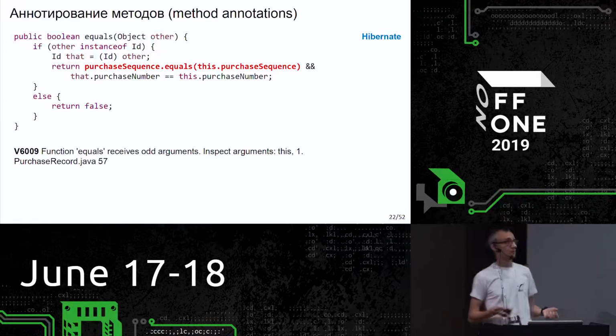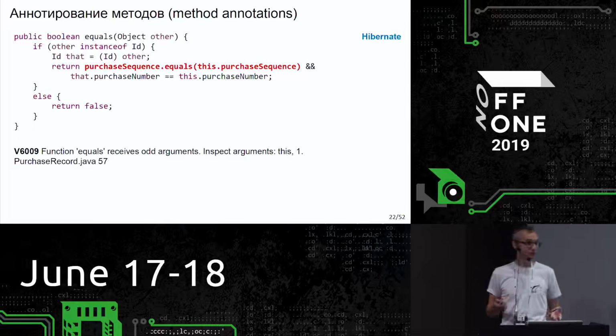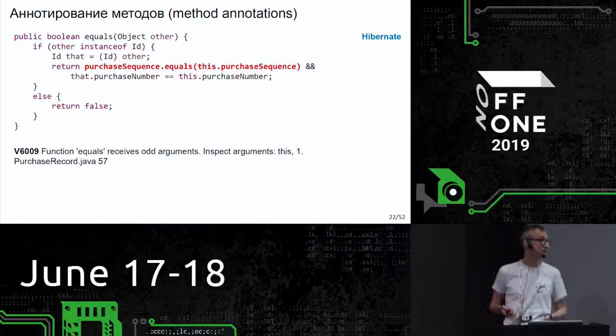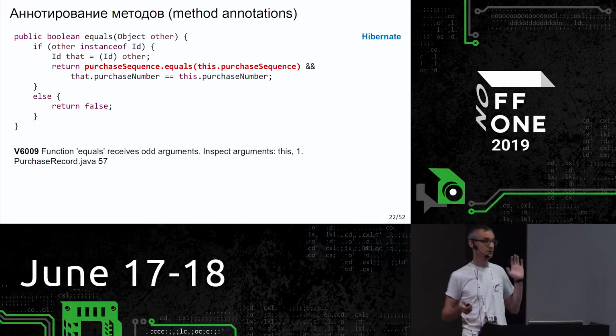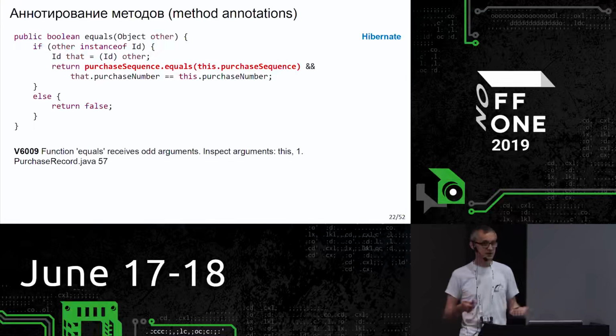How does the analyzer work? It knows that equals should not receive the same arguments. And if it catches such a situation, then it says we have an issue here. We have already run through thousands of methods and libraries, and this work continues, but it really works.